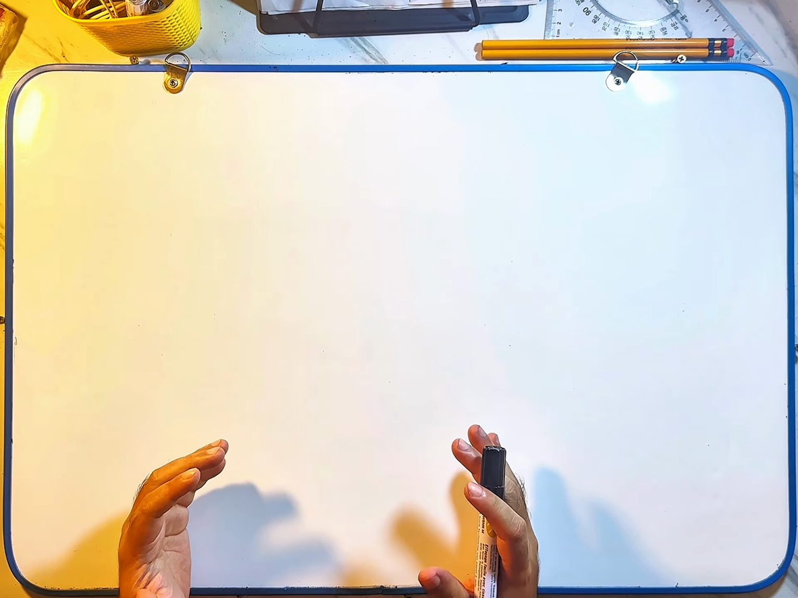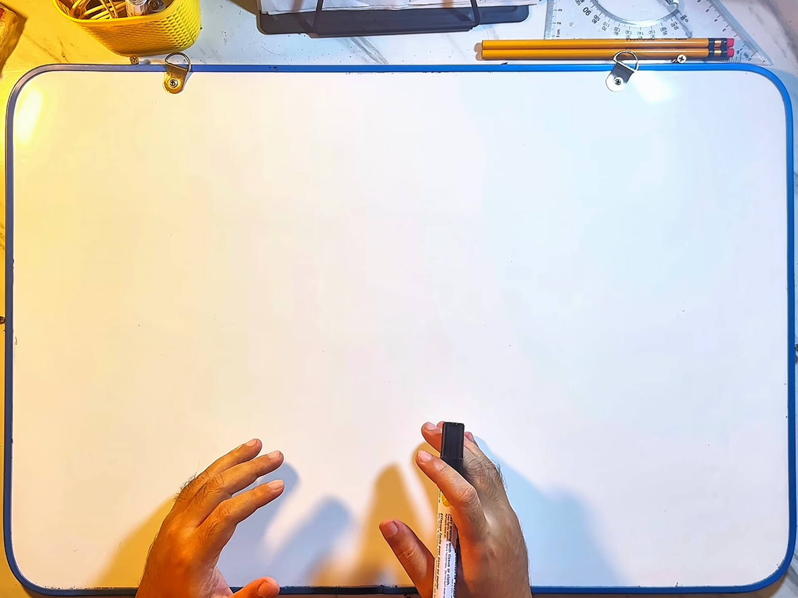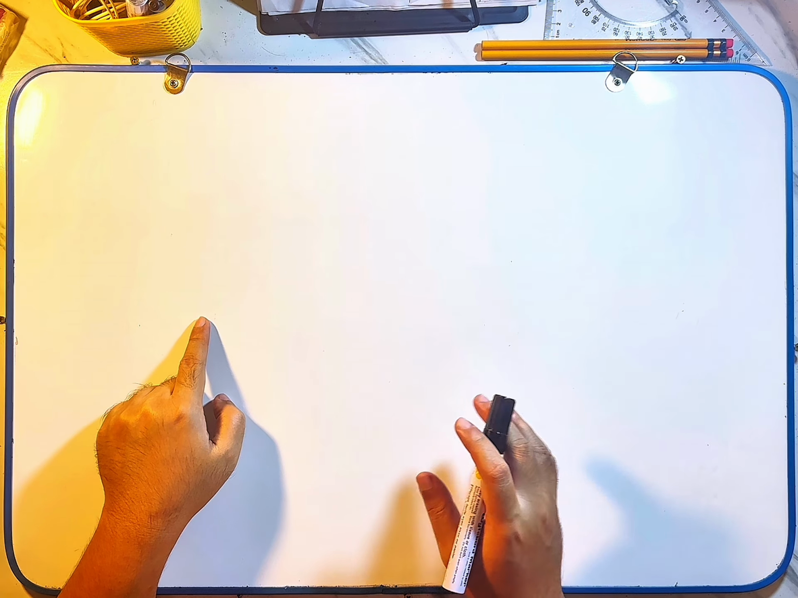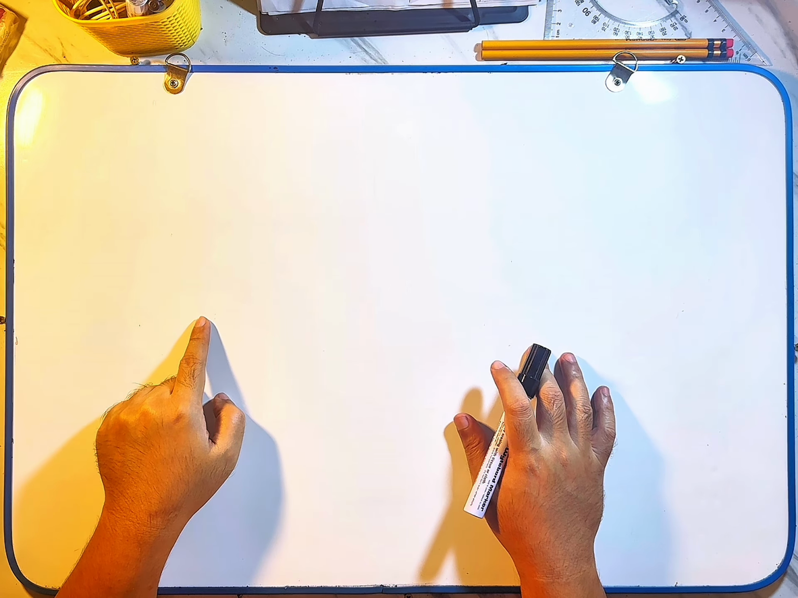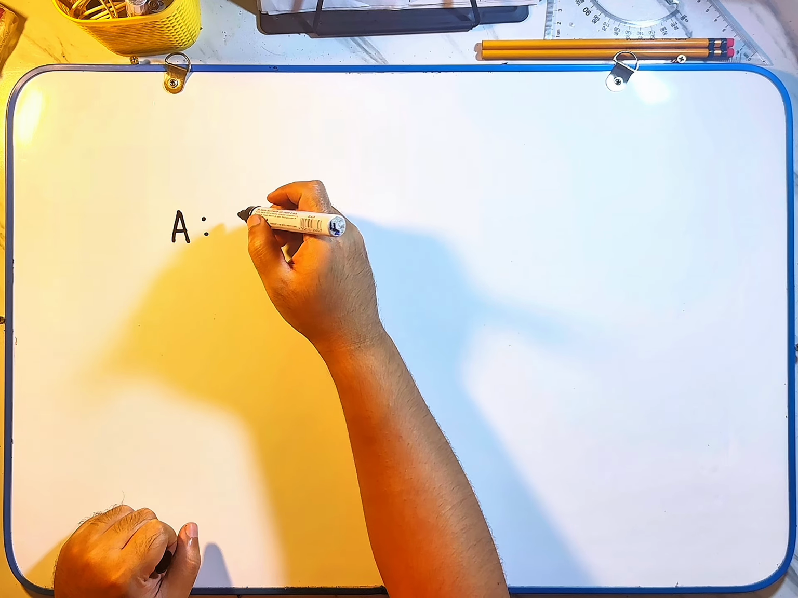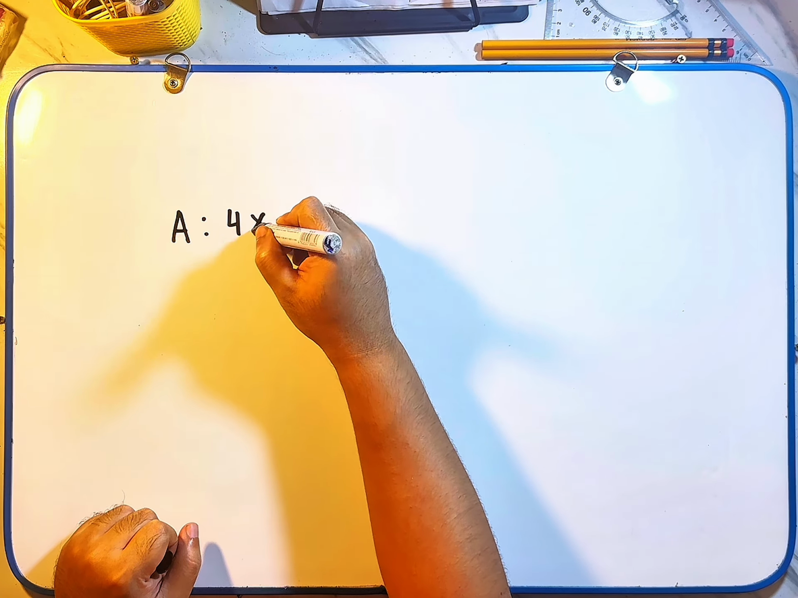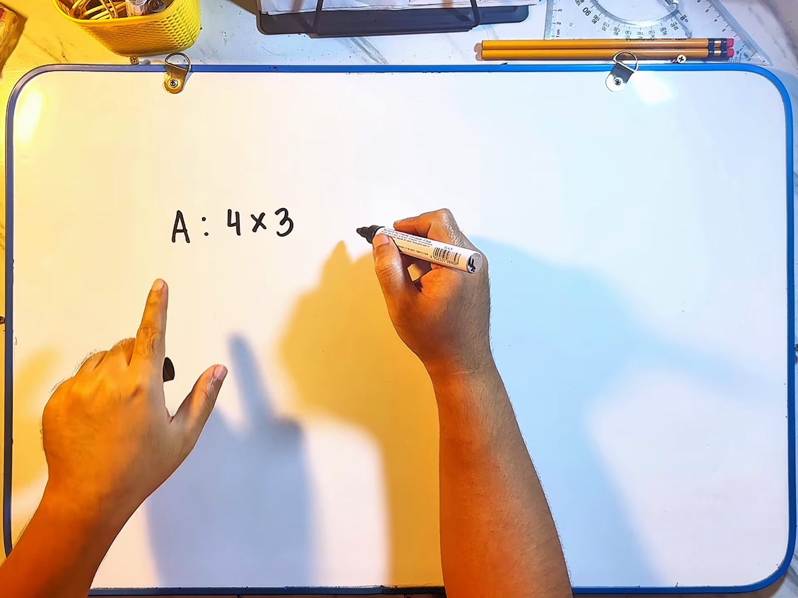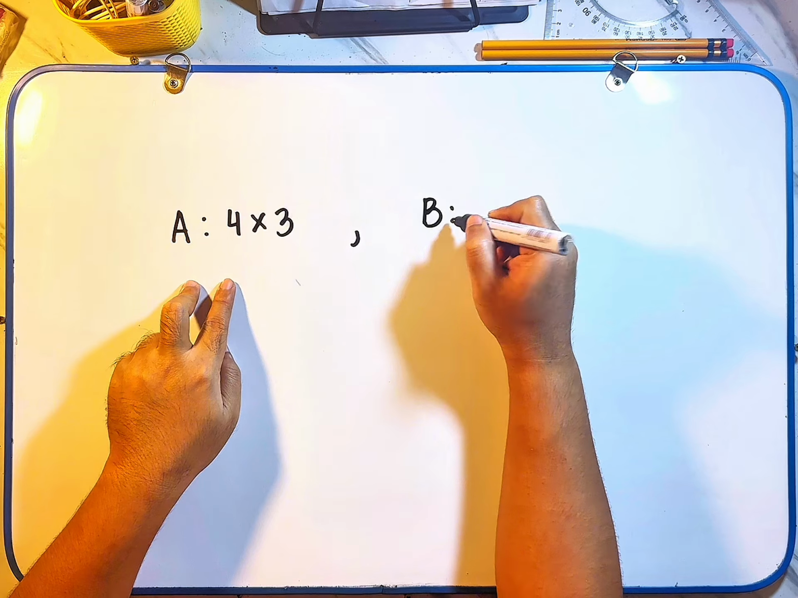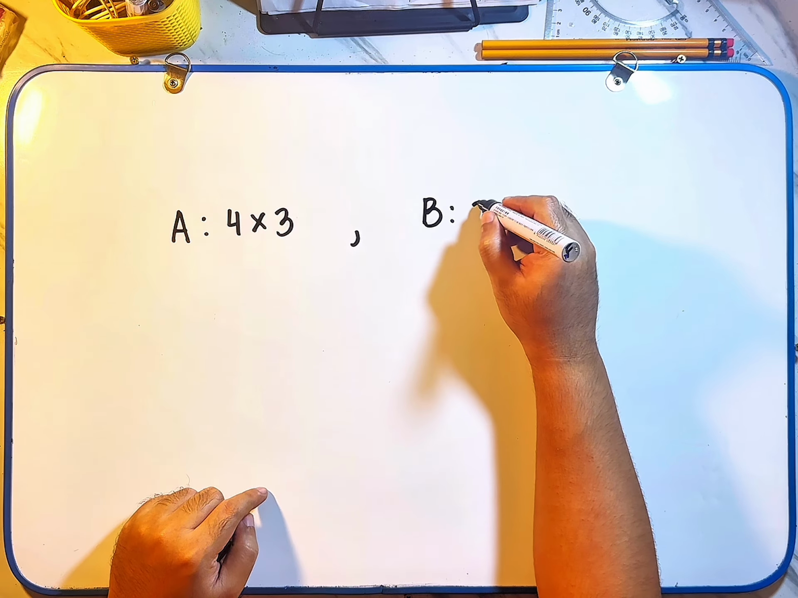Now, let us proceed to actual multiplication of matrices. Alright, so this is the rule for multiplying matrices. The number of columns of the first matrix should be the same as the number of rows of the second matrix. So let me show you. For example, we have matrix A, and let's say the dimension or the order is 4 by 3. And let's say we're about to multiply this matrix to matrix B. And let's say matrix B, the order is 3 by 2.